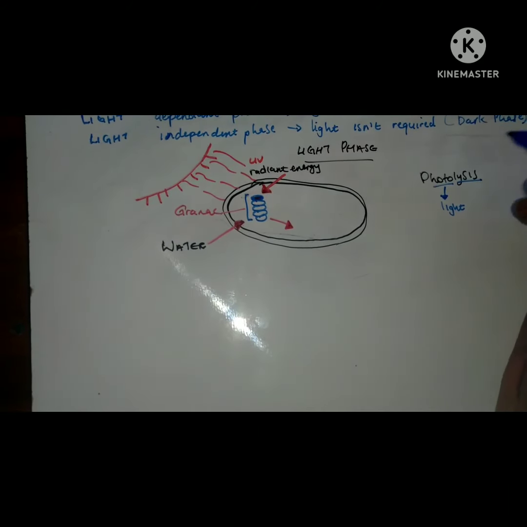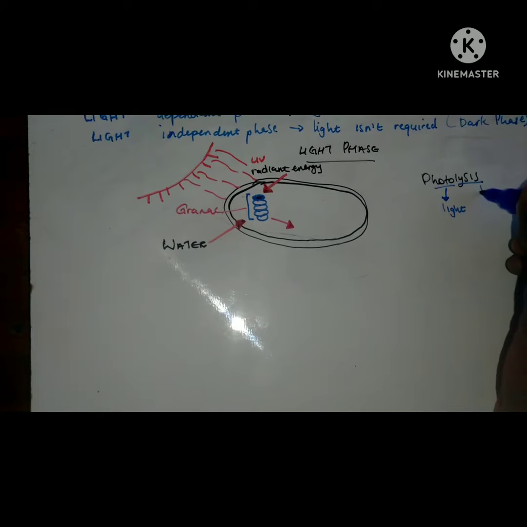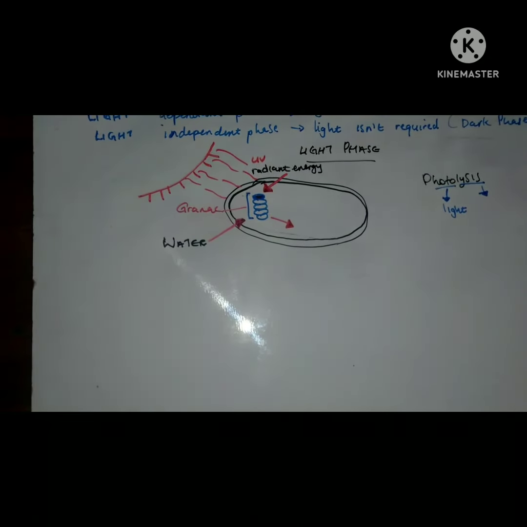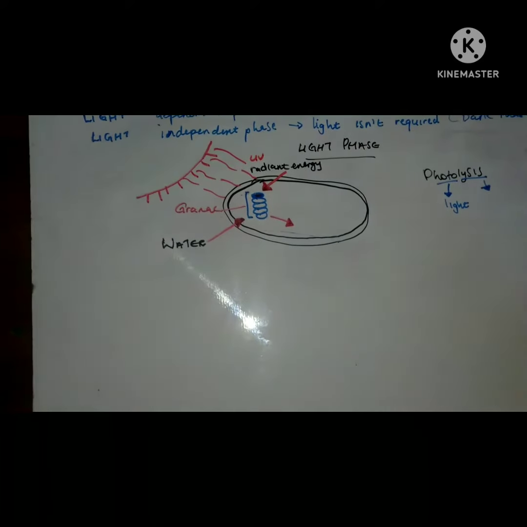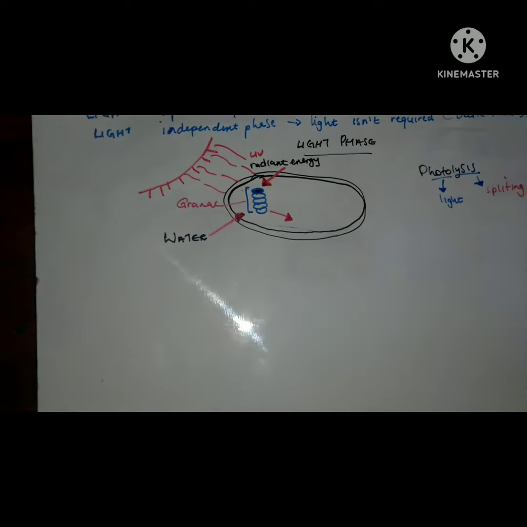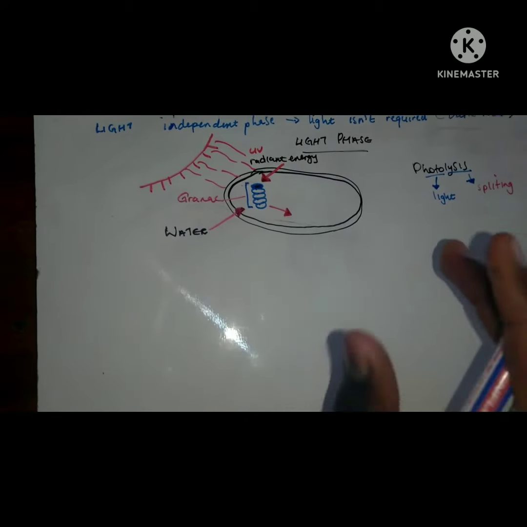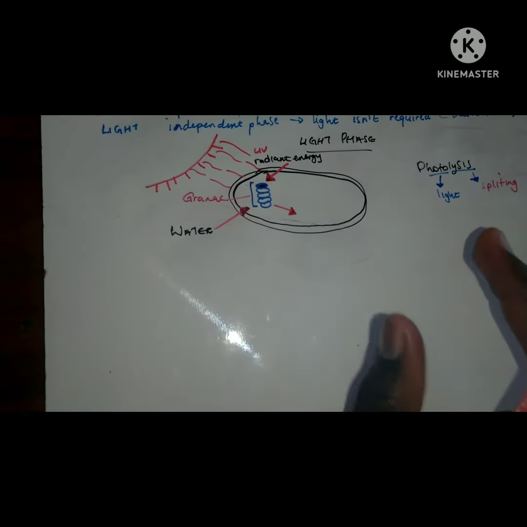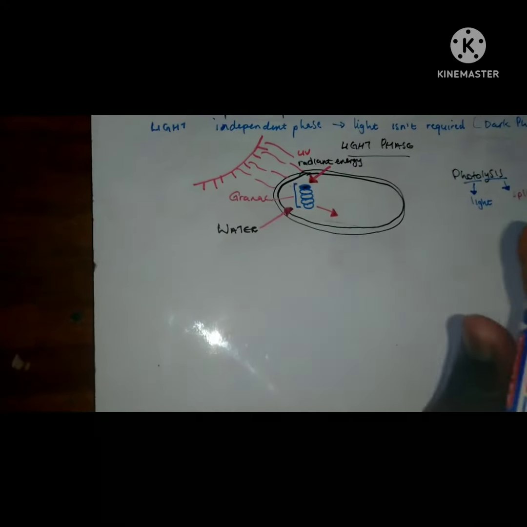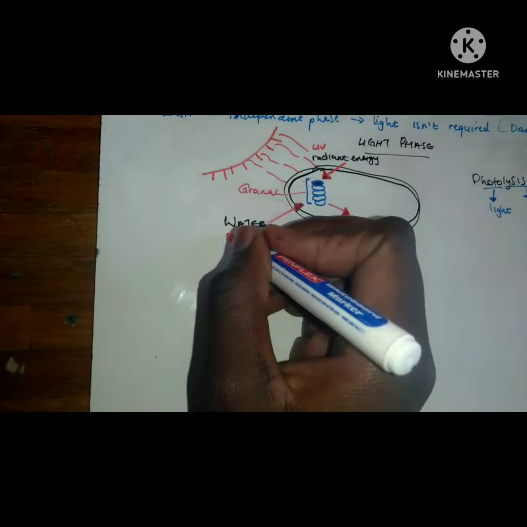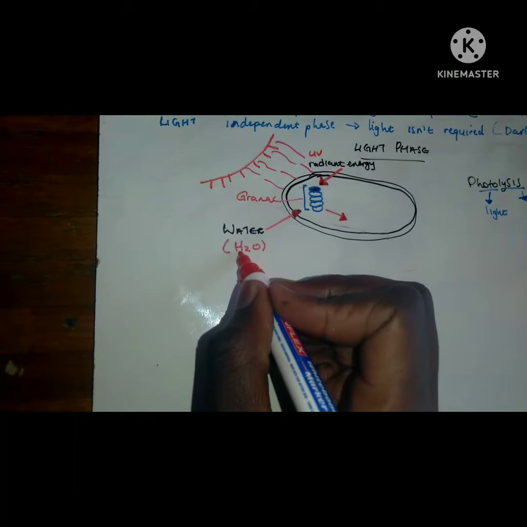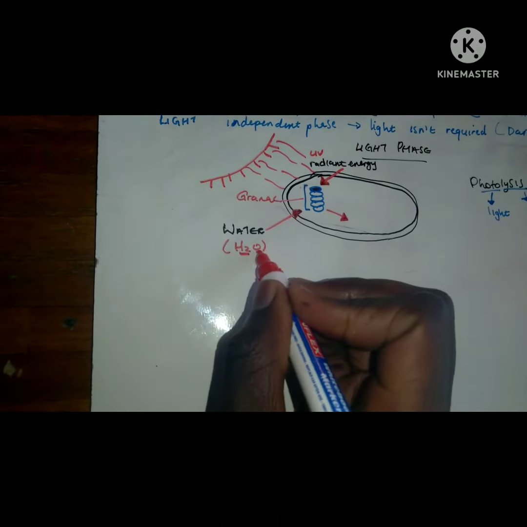So when something is splitting or breaking down, it has to have that word which has lysis at the end. So lysis just means splitting or breaking down. Here, photolysis is the process whereby water molecules will split into separate hydrogen and oxygen. Why do they have to split? It's because water is composed of hydrogen oxide, so two hydrogens and one oxygen.